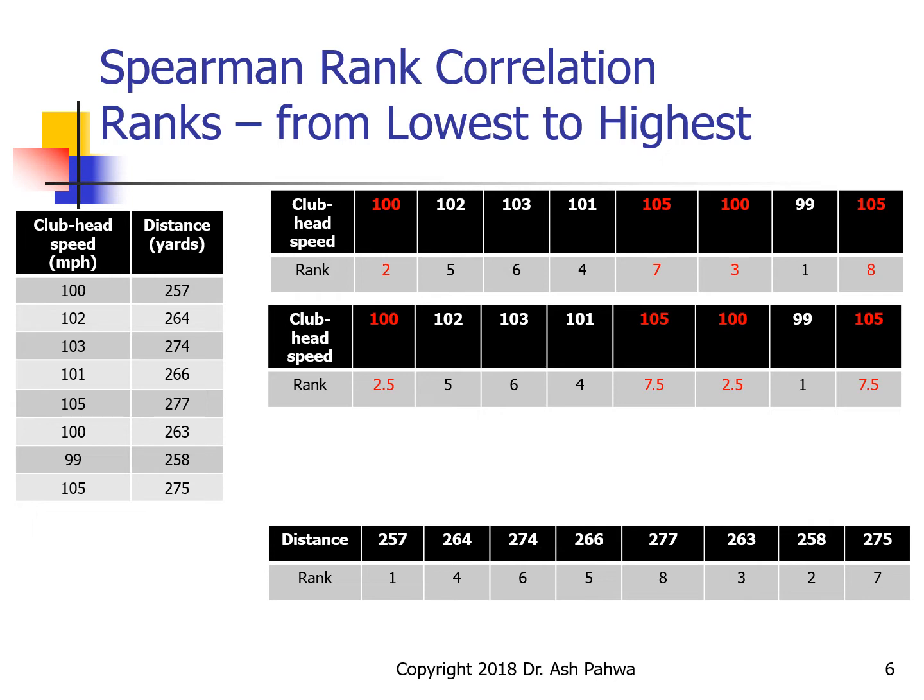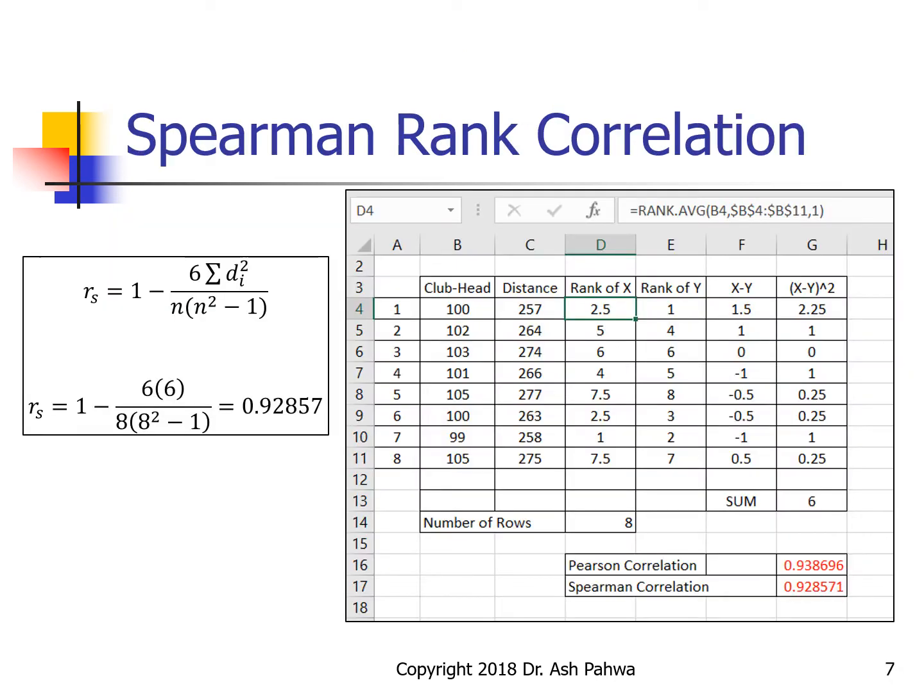Now we are going to compute the correlation between the ranks of the data. So now let us try to compute the Spearman rank correlation. The symbol for Spearman's correlation is r with a subscript small s. S stands for Spearman. The formula for Spearman correlation is 1 minus 6 sigma di square. Di square is the difference of the ranks squared, divided by n multiplied by n square minus 1. So n in this case is the number of observations, which is 8.